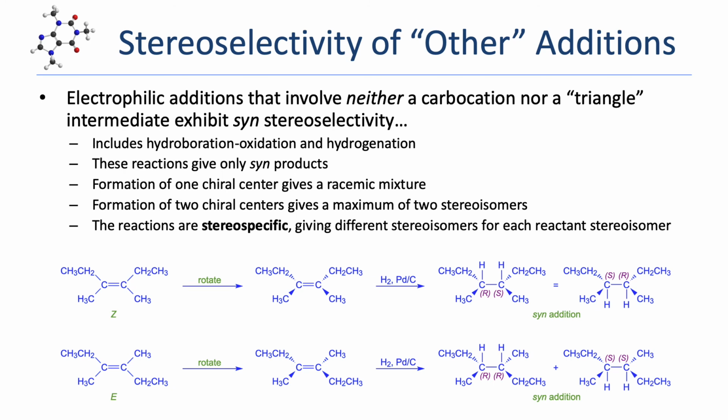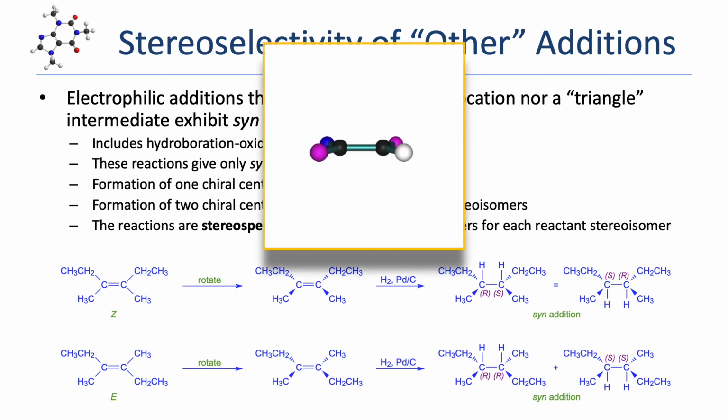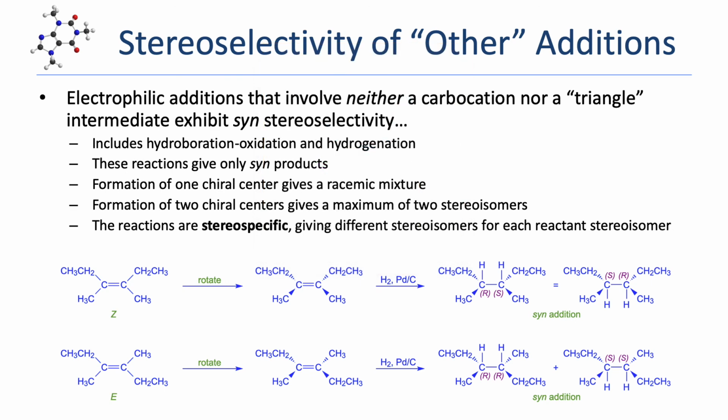If we use hydroboration as an example, we can see that both the hydrogen and the boron atom add at the same time from the same molecule, and that guarantees that they must be added to the same face of the pi bond, resulting in a syn addition. Again, this stereoselectivity is only important when new chiral centers are formed. Formation of one new chiral center will give a racemic mixture of both product enantiomers. The syn stereoselectivity is only apparent when two new chiral centers are formed.